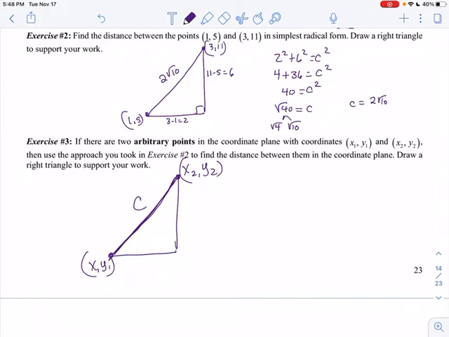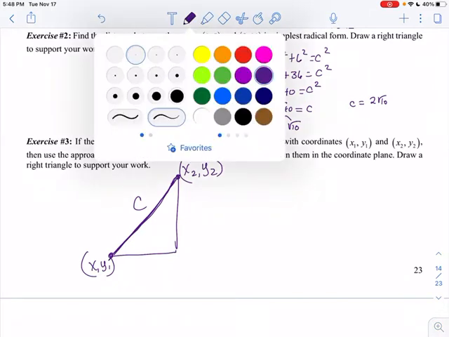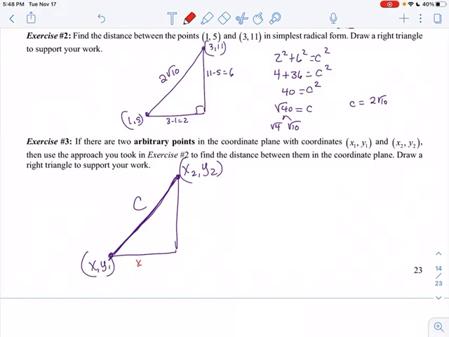I'm finding my c. So again, let me just get a different color here. I'm going to do x2 minus x1 to find the length of that horizontal line. And I'm going to do y2 minus y1 to find the length of that vertical line. Now using the Pythagorean theorem, because this is a right triangle, just like I did up above with numbers, but now I'm doing it with x1s, y1s, x2s, y2s. So I'm going to do x2 minus x1, and square it. And y2 minus y1, and square it. And then I'm going to do c squared.